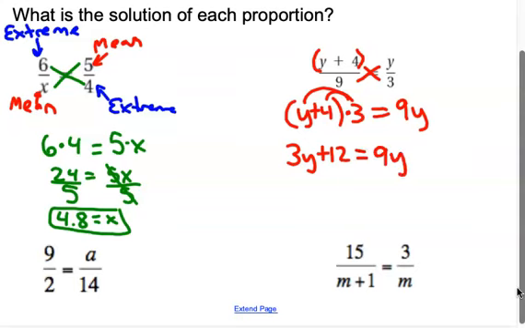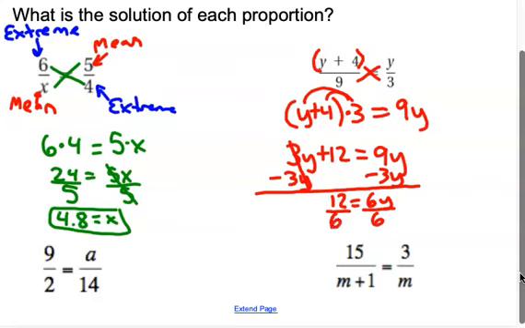So distributive property. Now I'm going to subtract 3y twice, so 1 on each side, to cancel these 3y's. I have 12 equal to 6y, and then I'm going to divide by 6, okay, to cancel these 6's. So y is equal to 12 over 6, which is 2.